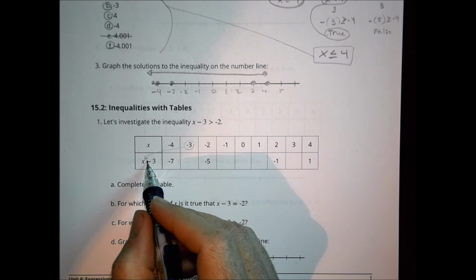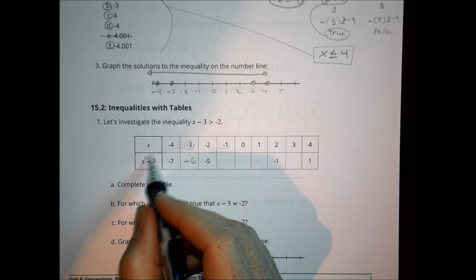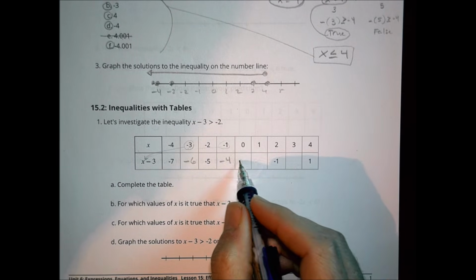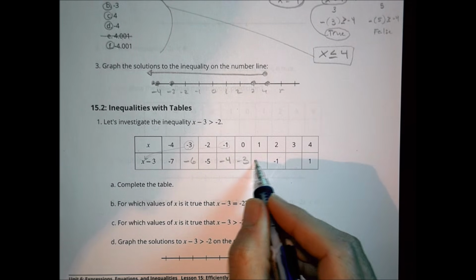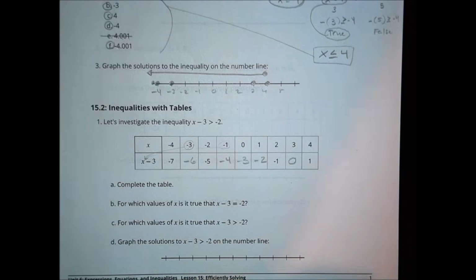Right? So negative 3 minus 3 is negative 6. Negative 1 minus 3 is going to be a negative 4. 0 minus 3 is negative 3. And you can see the pattern here, negative 2, negative 1, 0, and 1. So for those values, that's what I end up with, that table right there.